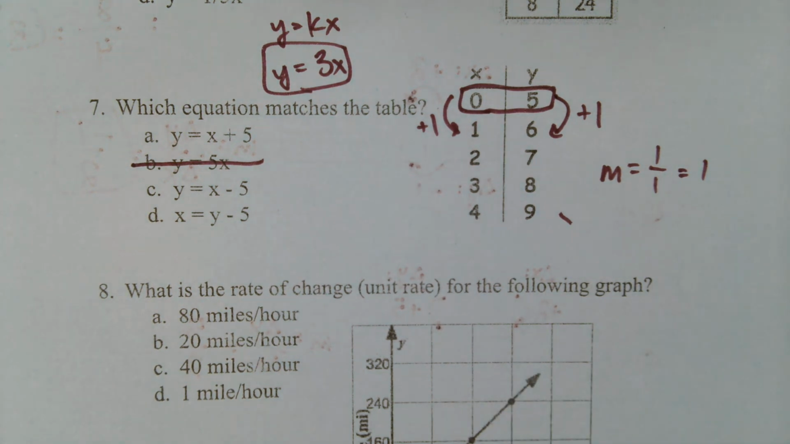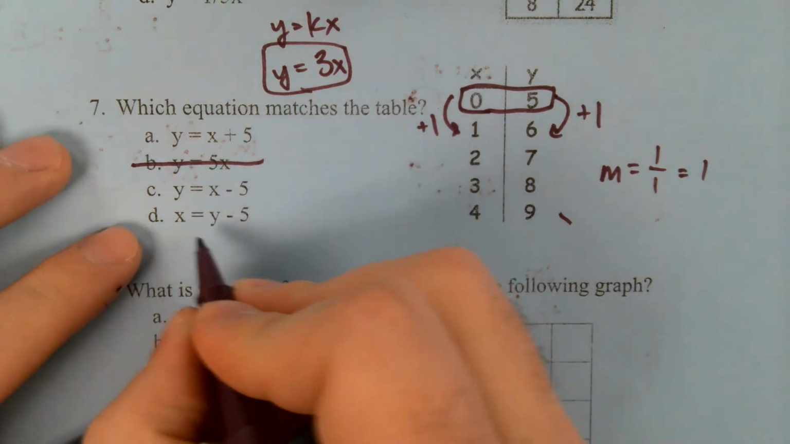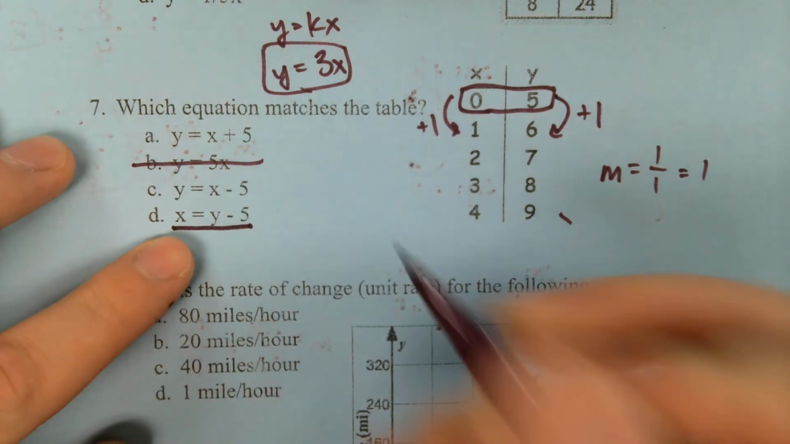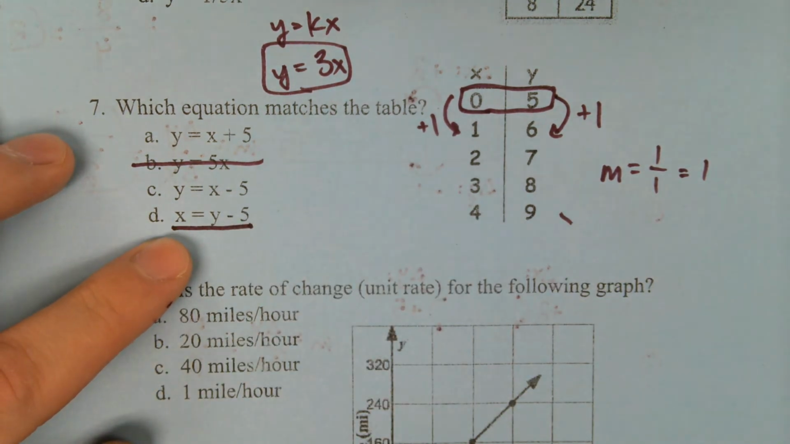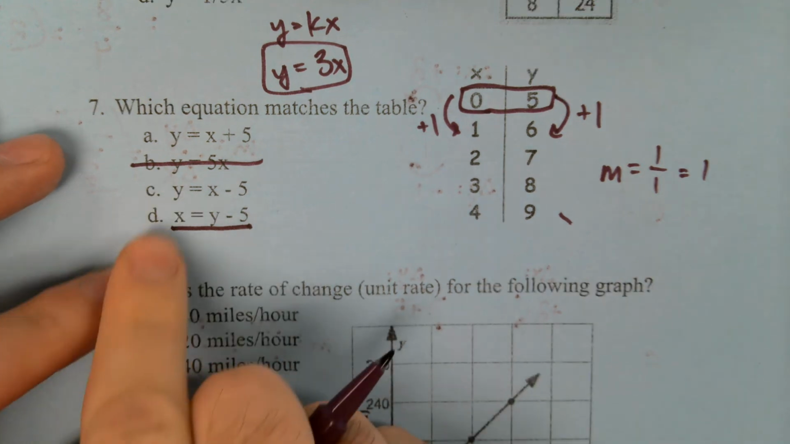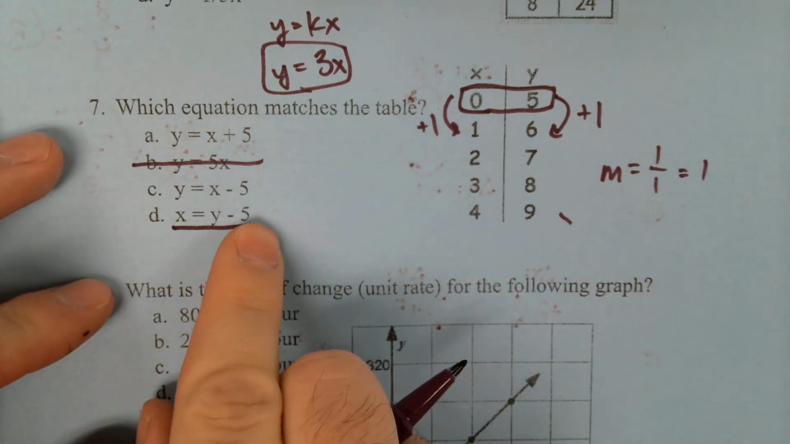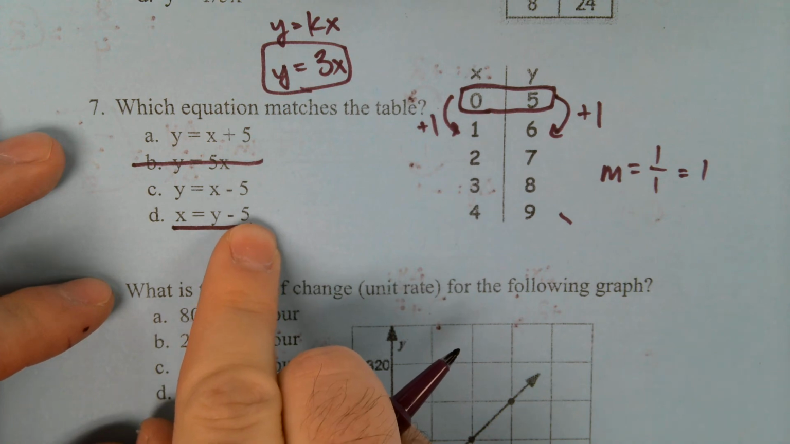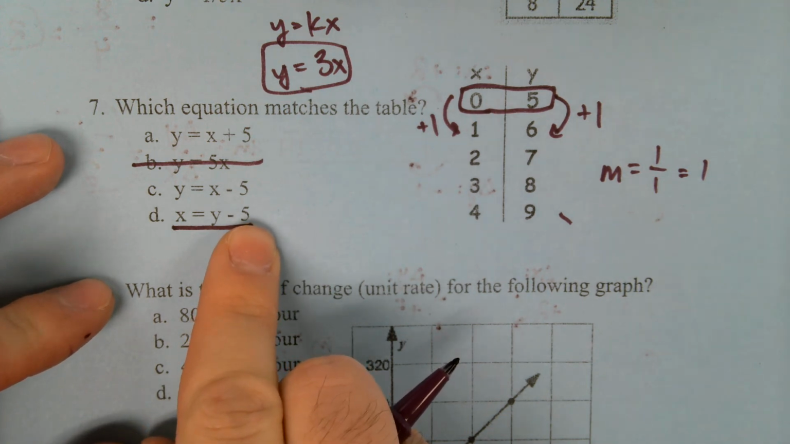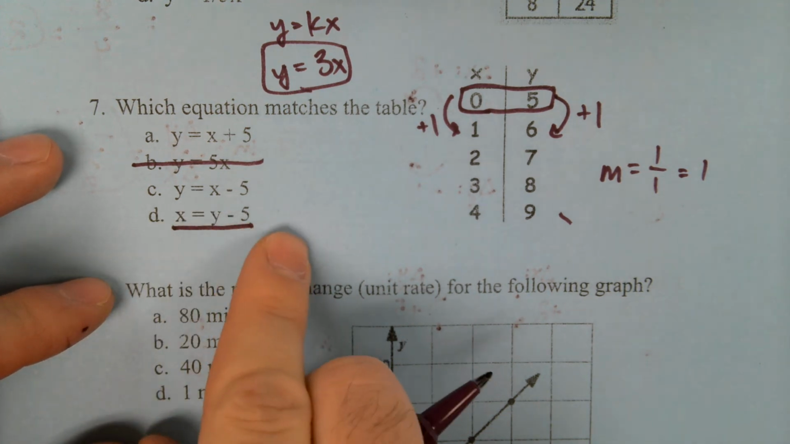Is there another equation we can cross out right away that just looks gross? Y equals x minus 5? Not quite. That's in the form that we want. D, right? Let's take a look at D. D says x equals y minus 5. Now that's not in the form that we want, right? It's y equals mx plus b.